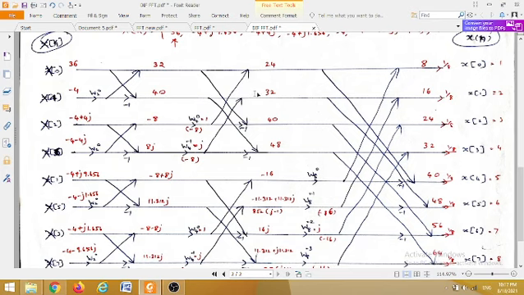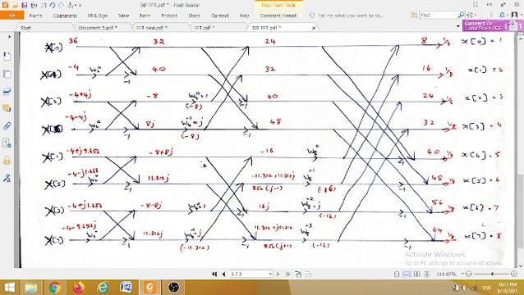And similarly here 40 added with minus 8, you will be getting 32, and subtracting, then you will be getting 48. So here you can see the pattern 24, 32, 40, 48. Okay, this pattern is arriving. Then we have minus 8 plus 8j, and here we are having minus 8j multiplied by w4 power 0. w4 power 0 is 1, so no change.